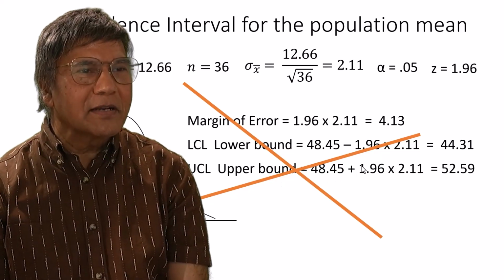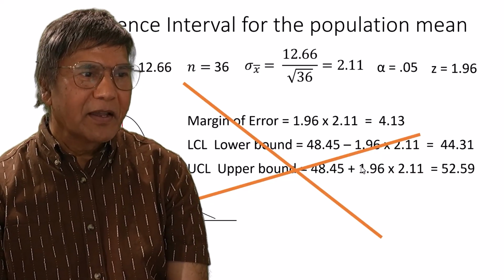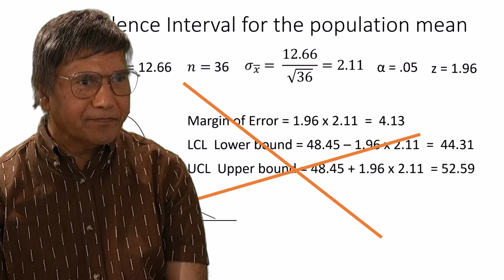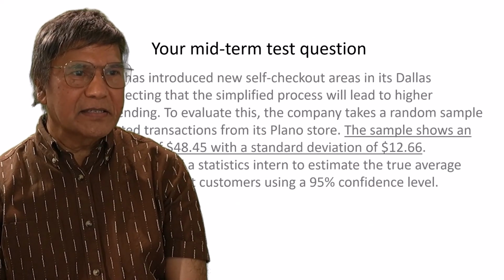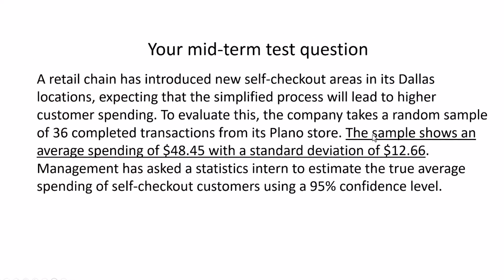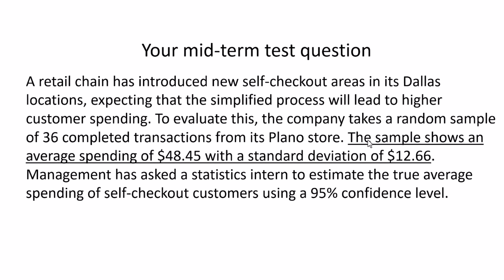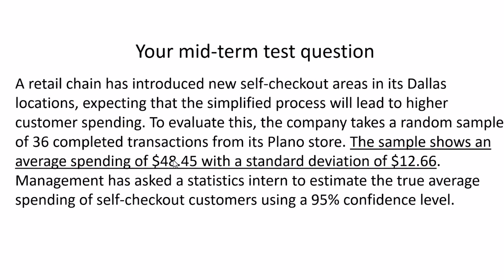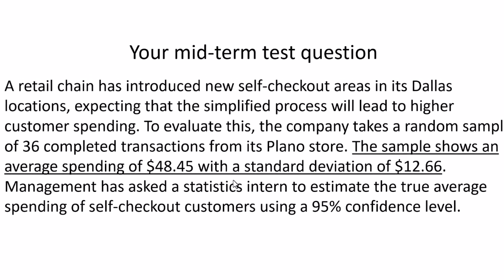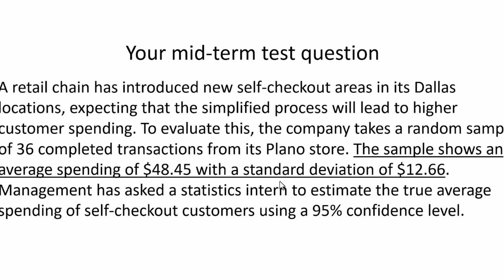What went wrong was reading the question correctly. Let's go back to the question now. Here it is. This is the line you have to be careful about. The sample shows an average spending of 48.45 with a standard deviation of 12.66. Does this standard deviation belong to the sample or the population? The answer quite clearly here is sample, straight away. You assumed it to be population, and that's where things went wrong.